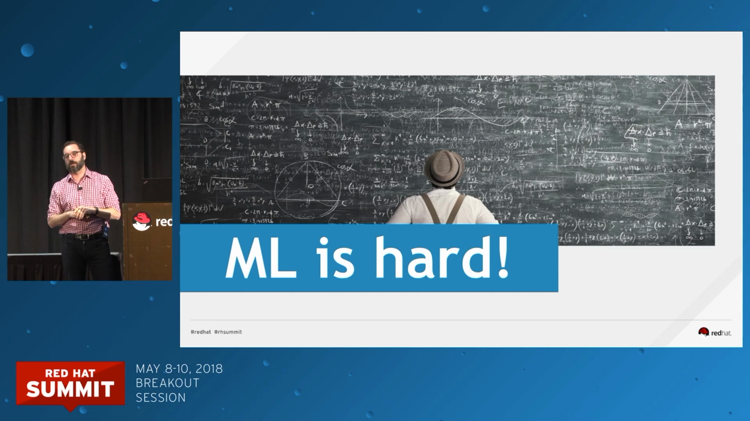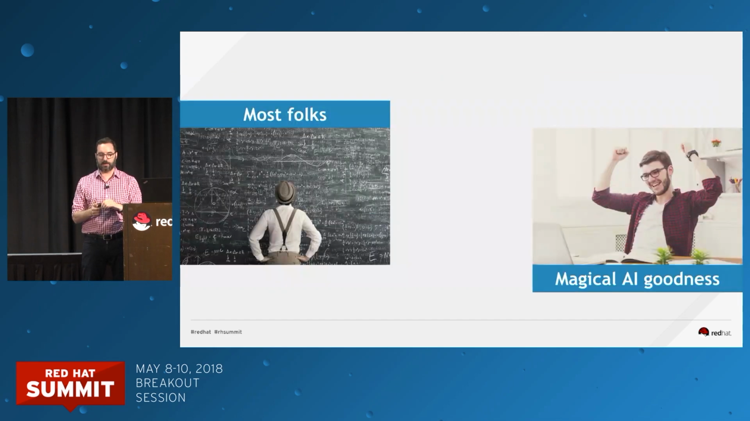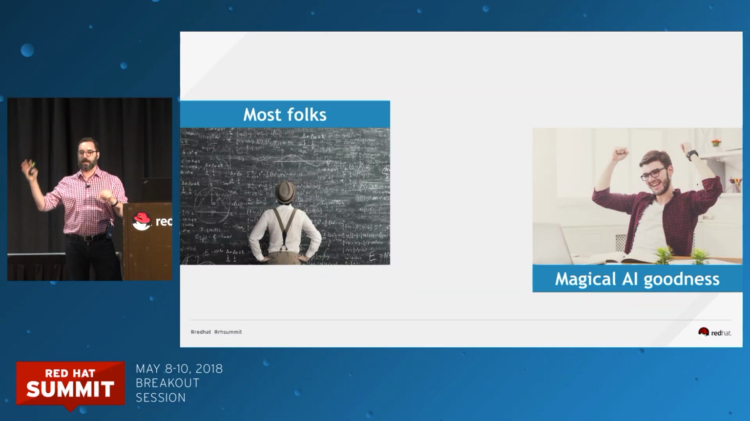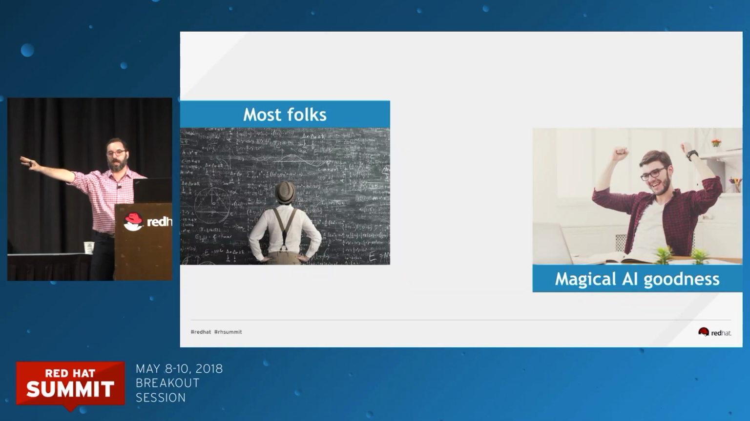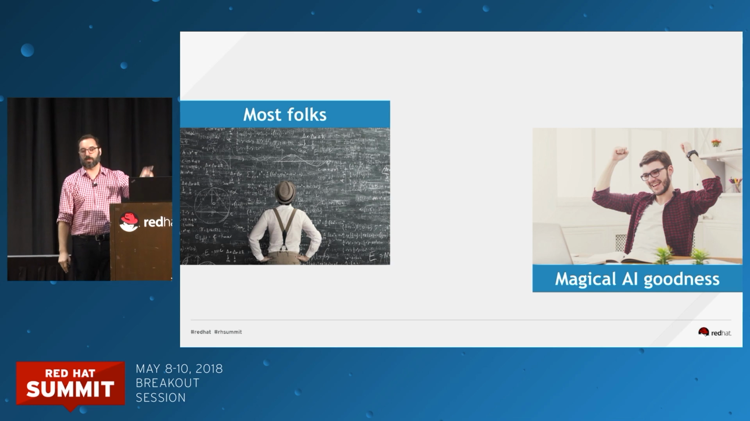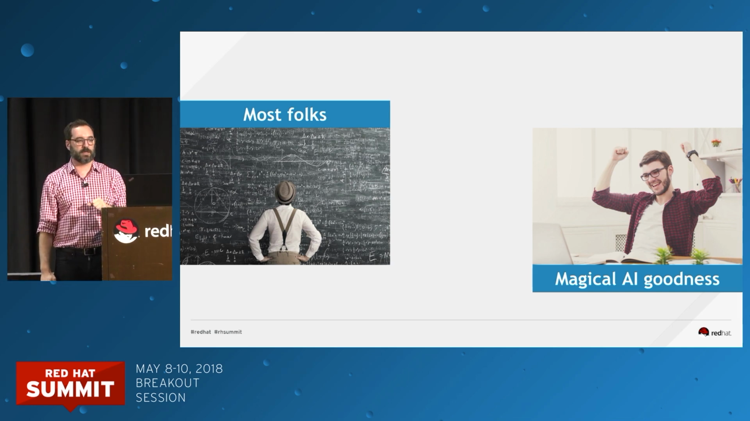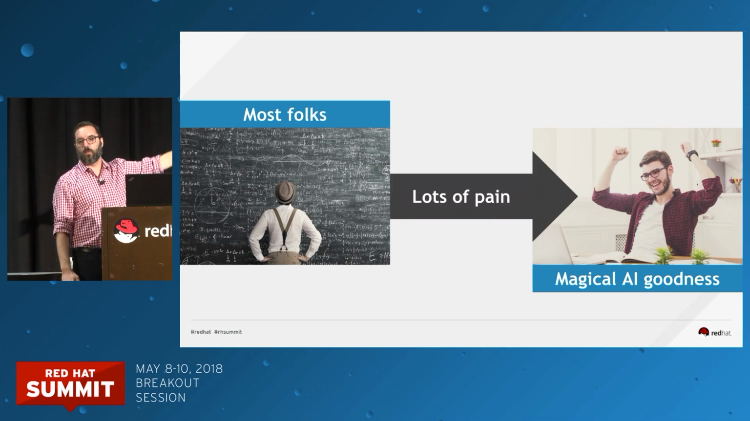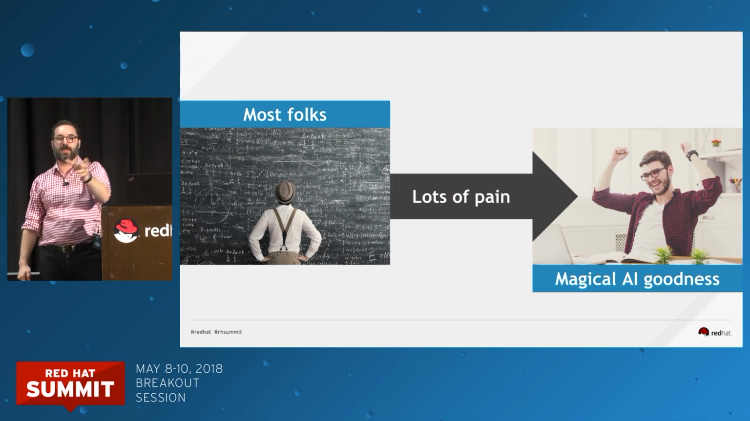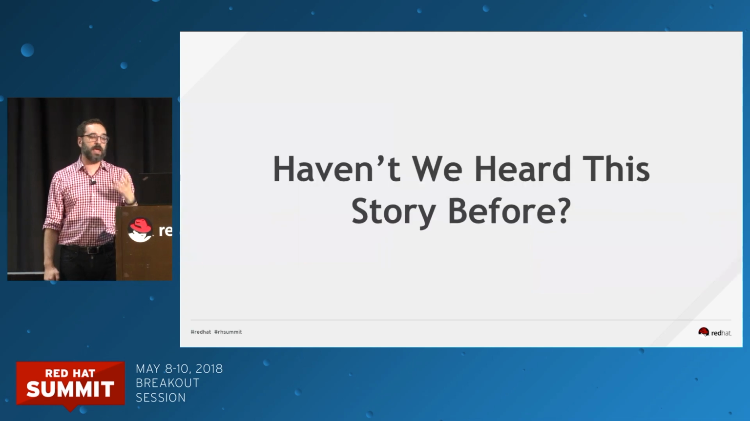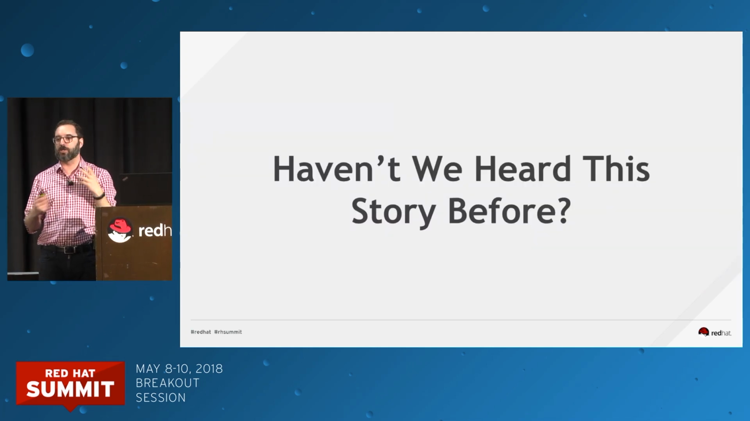However, machine learning is very hard. And it's not just because I'm terrible at math. It is because there's this gap. The gap is that everyone sees this magical AI goodness, hundreds of millions of dollars, much more in savings, much more efficient data centers, much more efficient businesses. But most folks are on the way other end of the spectrum. And in between, there's a lot of pain. And the pain generally comes from a bunch of different things.